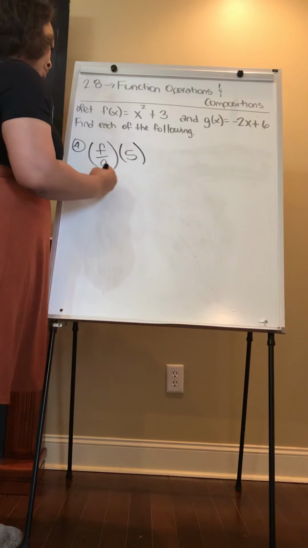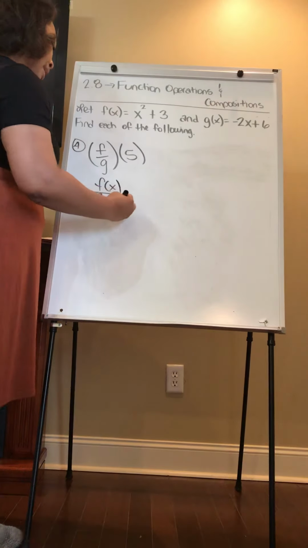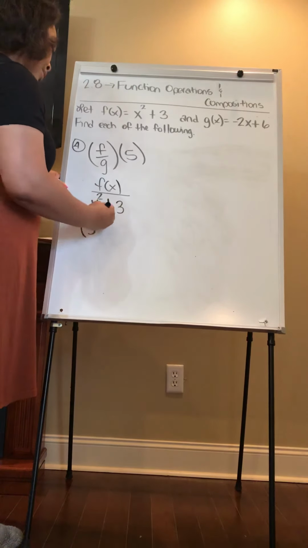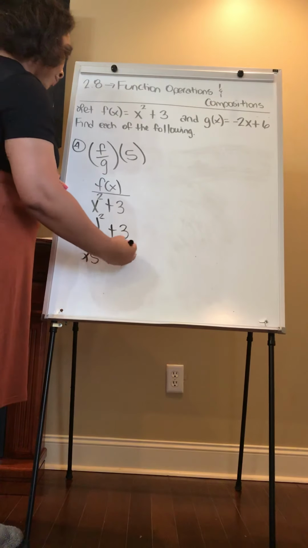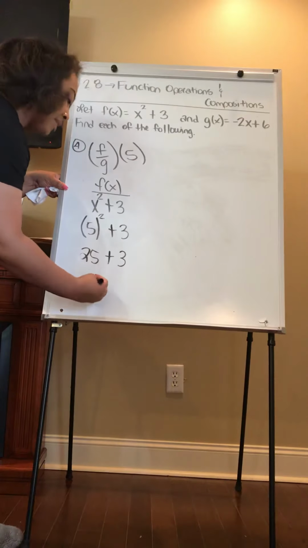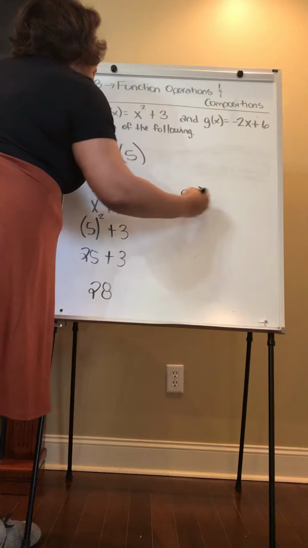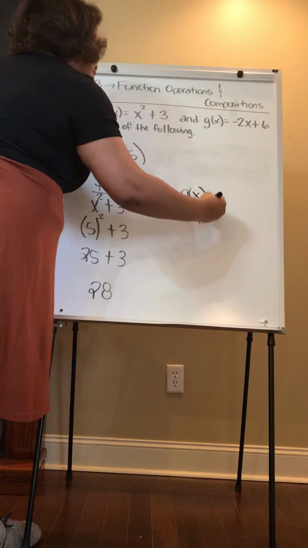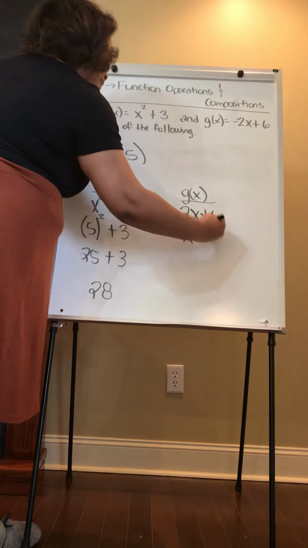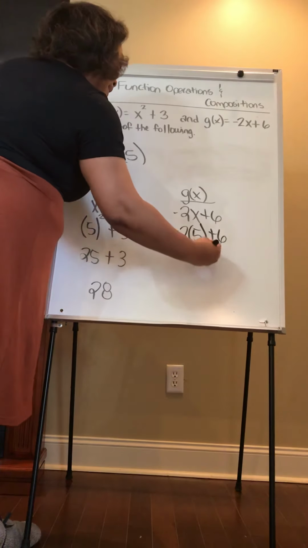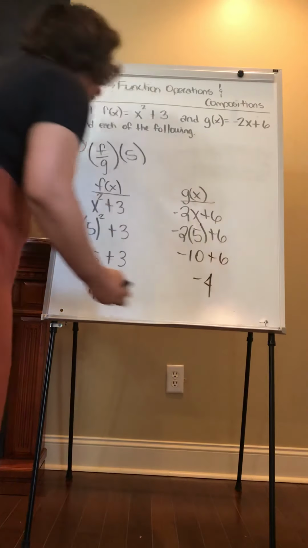So again, we're going to go to the f function, which is x squared plus 3. In the place of x, we're going to plug in a 5, which will give us 25 plus 3. That would give us 28. Go to the g function, which is negative 2x plus 6. You're going to say negative 2 times 5. That would give us negative 10 plus 6. And negative 10 plus 6 is negative 4.